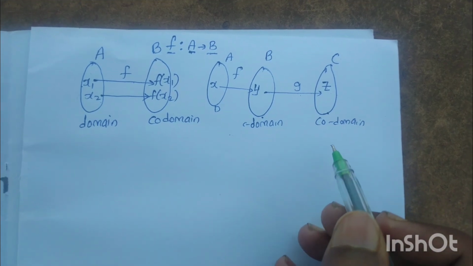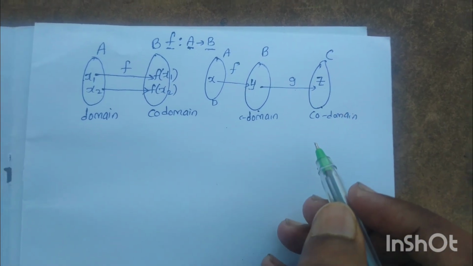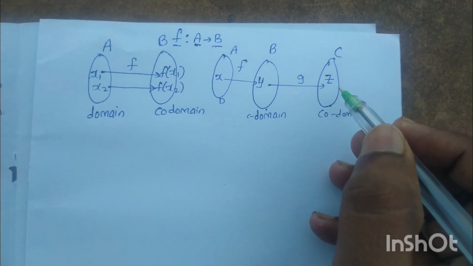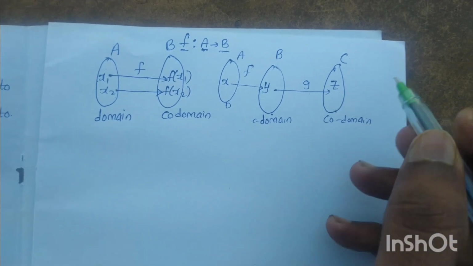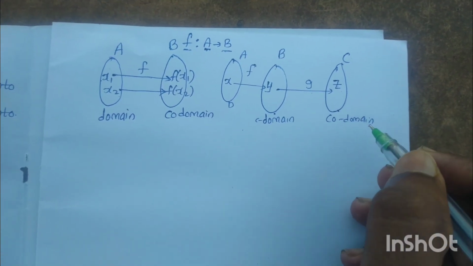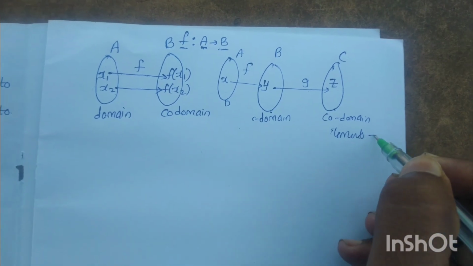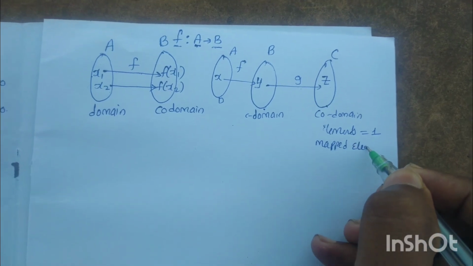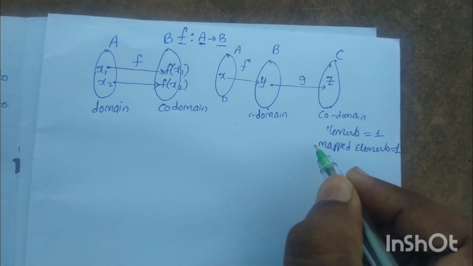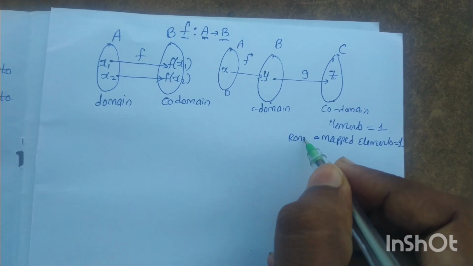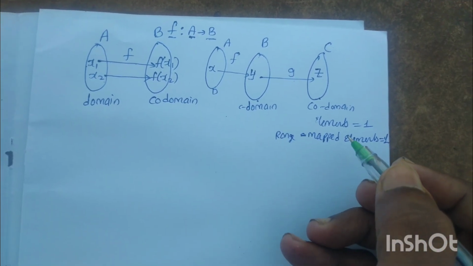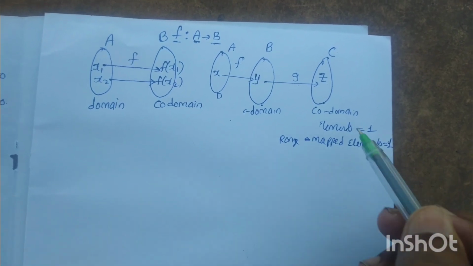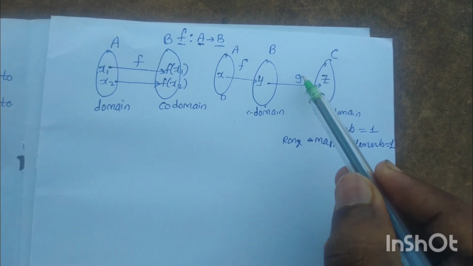Range means how many elements are mapped. How many elements are mapped in this codomain? We only have one element in the codomain, and that one element is also mapped. So the codomain elements are 1, and mapped elements in the same codomain are also equal to 1. These mapped elements are nothing but the range. So here codomain is equal to 1 and range is also equal to 1. Then we can say that this g is an onto function.